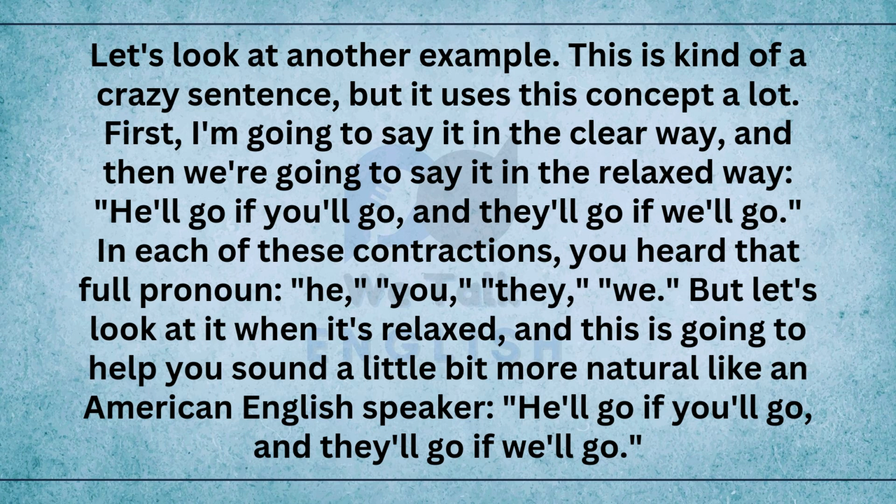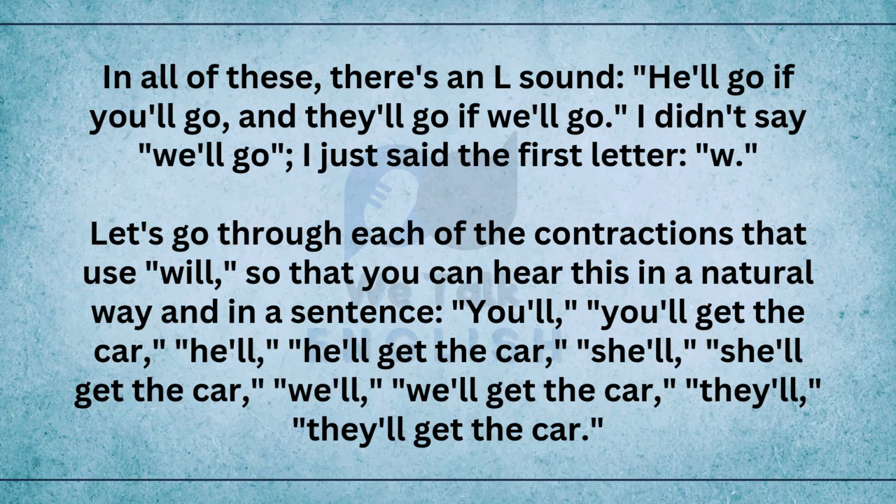He'll go if you'll go, and they'll go if we'll go. In all of these, there's an L sound. He'll go if you'll go, and they'll go if we'll go. I didn't say we'll go, I just said the first letter, W. Let's go through each of the contractions that use will so that you can hear this in a natural way and in a sentence. You'll get the car, he'll get the car. She'll get the car. We'll get the car. They'll get the car.